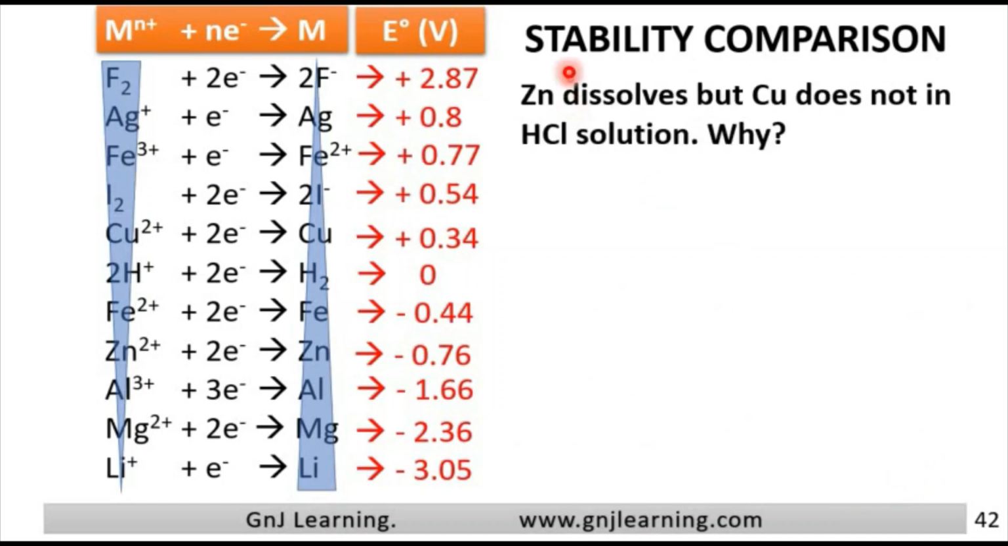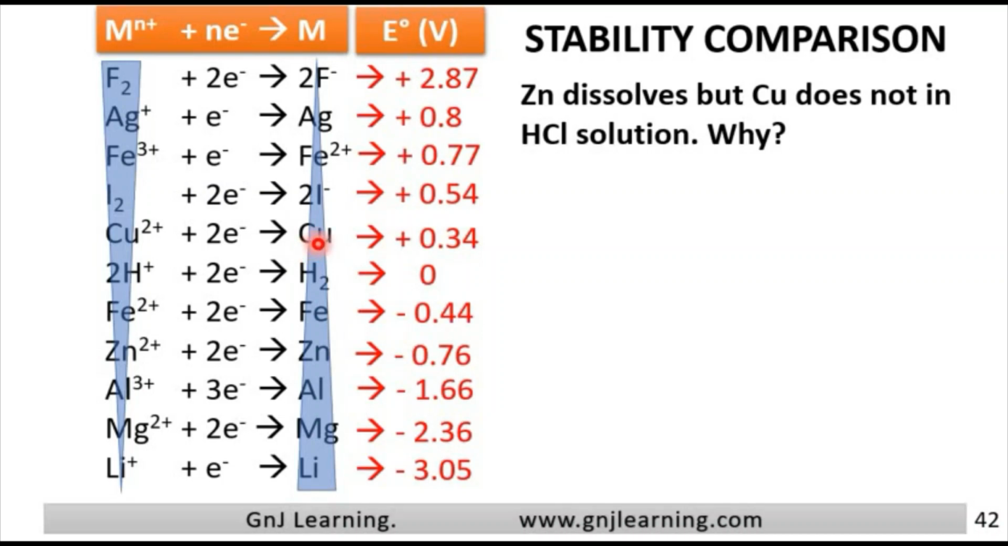Now a question: zinc dissolves but copper does not in HCl solution. HCl means an acid solution. So zinc will dissolve but copper will not. Why? Looking at the table, you can see that the zinc electrode, the reduced part, zinc metal, has a lower E0 value. If it has a lower E0 value, that means H2 is more stable. So zinc will go into the solution and H+ will come out of the solution as H2, because zinc has a low E0 value. In the case of copper, copper has a high E0 value.